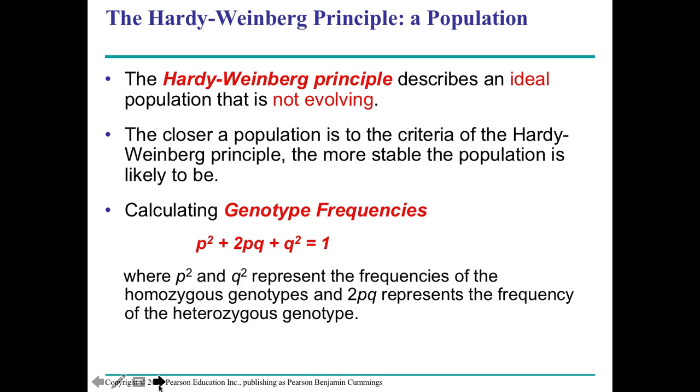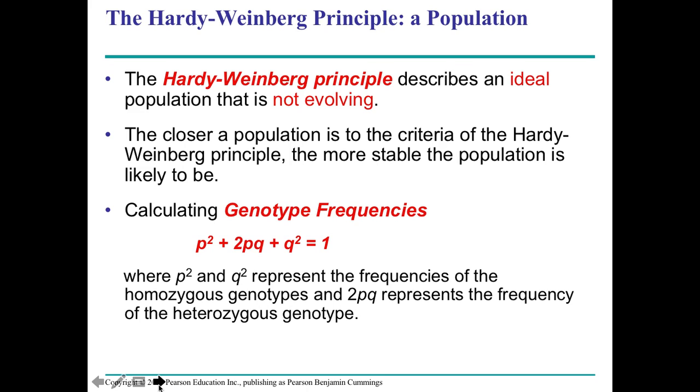The Hardy-Weinberg principle, p + q = 1, describes a population that is not evolving. So the closer a population is to the Hardy-Weinberg principle, the more stable it is. If we're not evolving, we're definitely going to be more stable. If all of us have dark hair, and we're looking at the alleles for dark hair, then we're going to be at p + q = 1, at that Hardy-Weinberg principle.